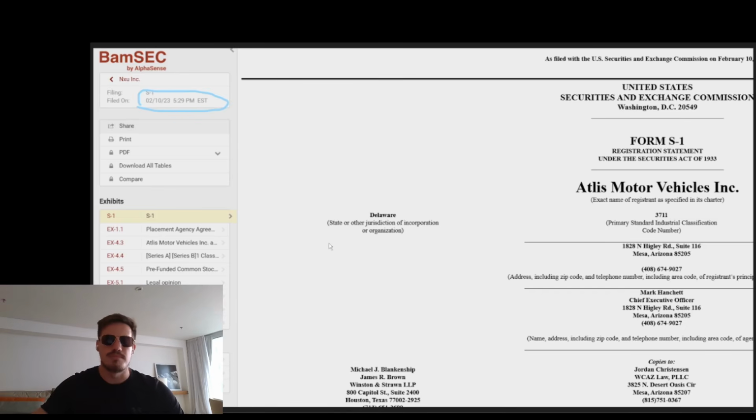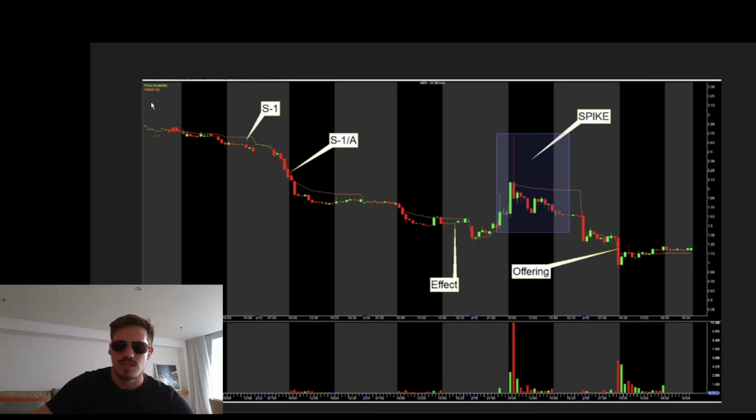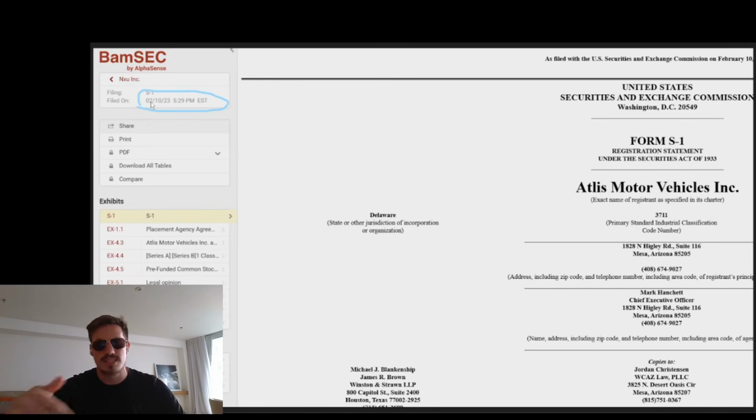Well, if you didn't know, on BamSEC, and I think EDGAR, you can see it. I don't know, I just use BamSEC. It's easy. You can see exactly what time they do the filing, right? So 5:29. So let's actually take it a step further and map out all of these filings on the chart.